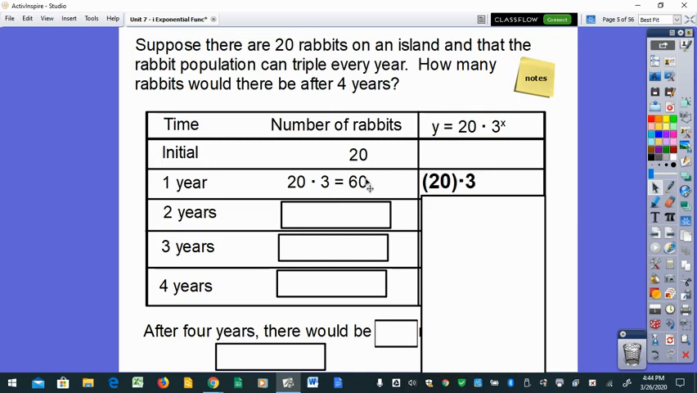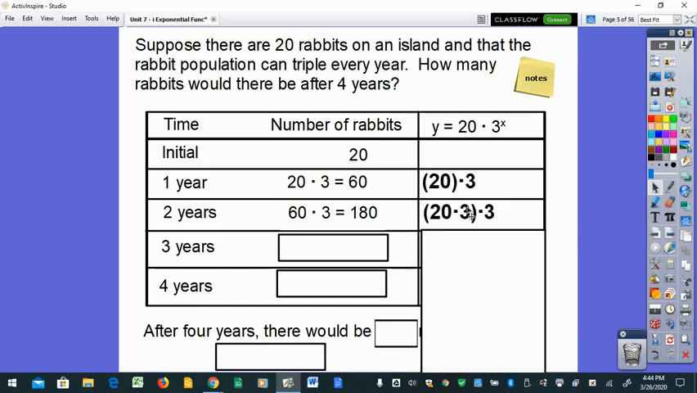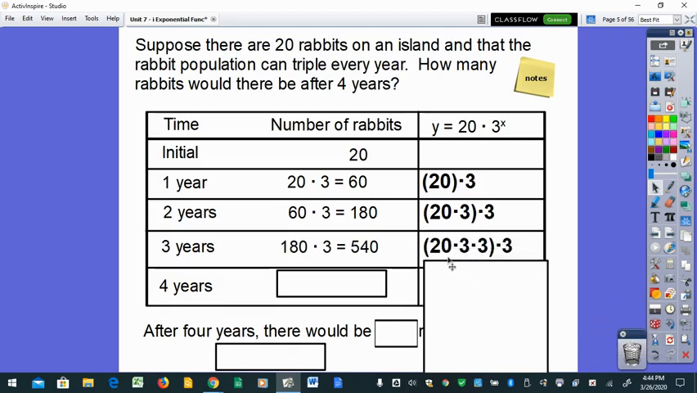Now that new population of rabbits the next year would triple again. So the 60 times 3 would be 180. So if you took that initial population times 3 and then tripled it again, we would get 180. Now that 180 is going to be multiplied by 3. So after 3 years, there'd be 540. And if we kind of write it out as an expression here, you'll see there's the 20 times 3 times 3. There was after 2 years, and now after 3.